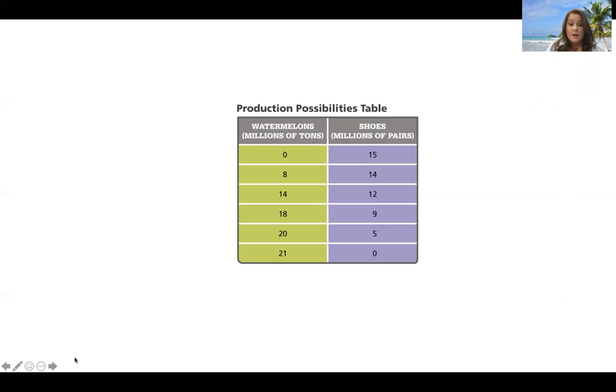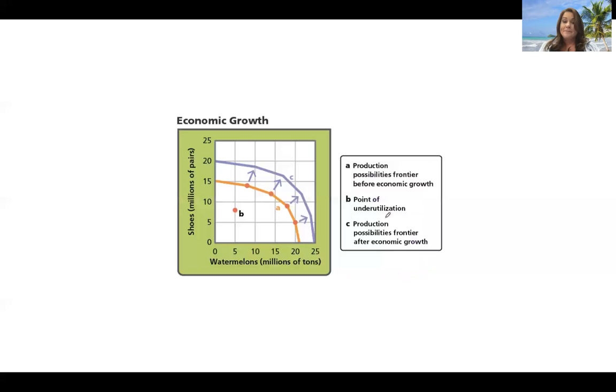If we look here at the bottom, when we're producing 21 million tons of watermelons, we can't produce any shoes because resources are limited. I've only got enough people hired to do 21 million tons of watermelons or 15 million pairs of shoes. I can't do that number in both. So when I'm utilizing all my resources in watermelons, I have nothing left over for shoes. So again, resources are limited.